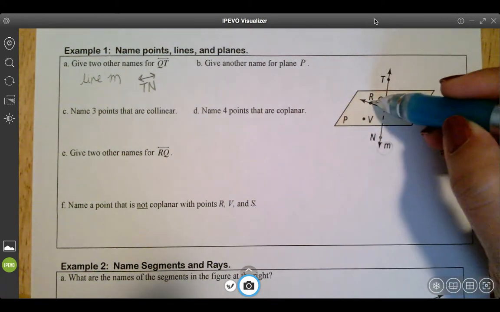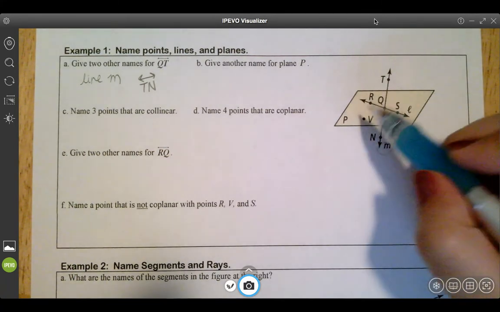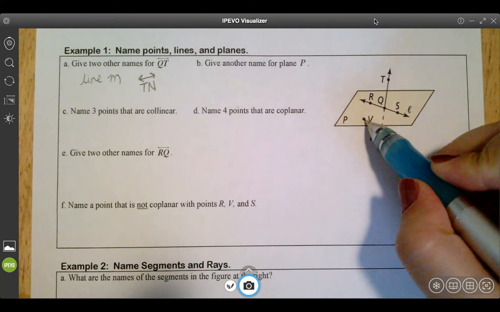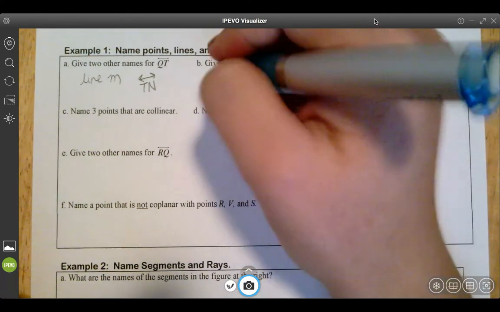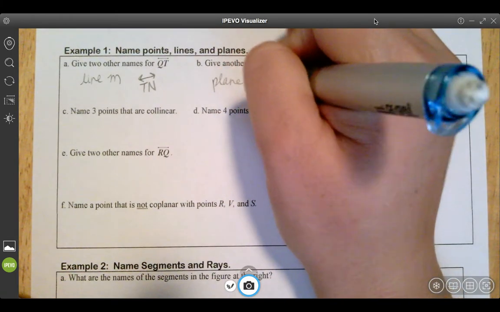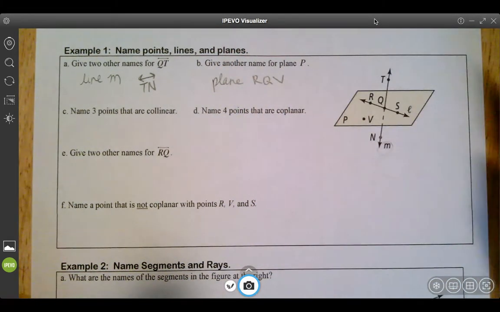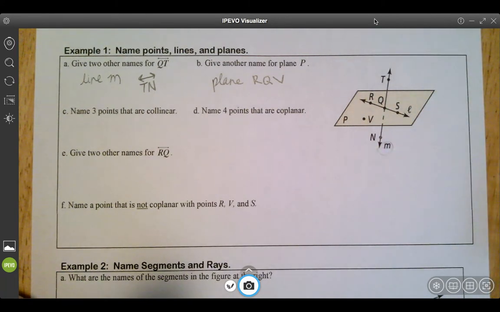So I can pick R and Q, but then we need a point that's not on that line but is on that plane. So that would be point V. So any 2 points from this line and point V. So we can call it plane RQV. We can't call it RQS because those 3 points are all on the same line. And the reason we don't want to use 3 collinear points is because there are other planes that go through those same 3 points.